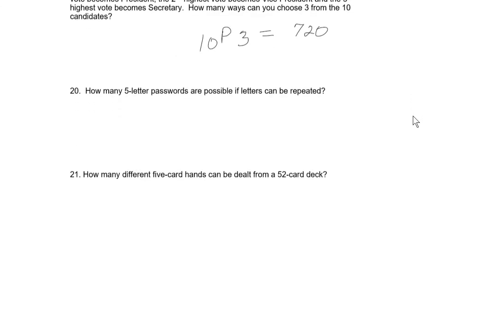Problem 20. How many 5-letter passwords are possible if letters can be repeated? So this actually goes back to our fundamental counting principle. This is not a permutation or combination, because remember, with permutations and combinations, repetition is not allowed. Here, repetition is allowed, so I have to use the fundamental counting principle. I've got 26 letters to choose from here, and here, and here. Each slot has 26 different options. So that's 26 to the 5th power. So that's 11,881,376.